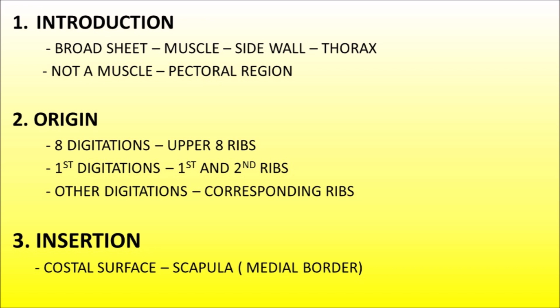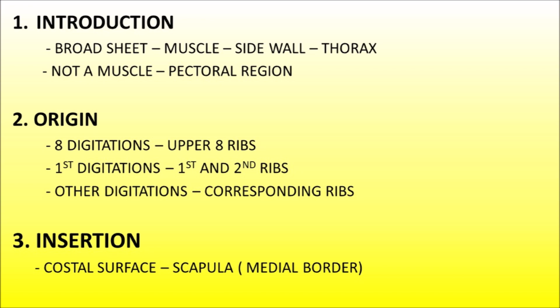To move on to its origin, it arises by a series of 8 digitations from the upper 8 ribs, and the first digitation arises from the first and the second ribs, whereas all other digitations arise from the other corresponding ribs. Let us move on to its insertion.